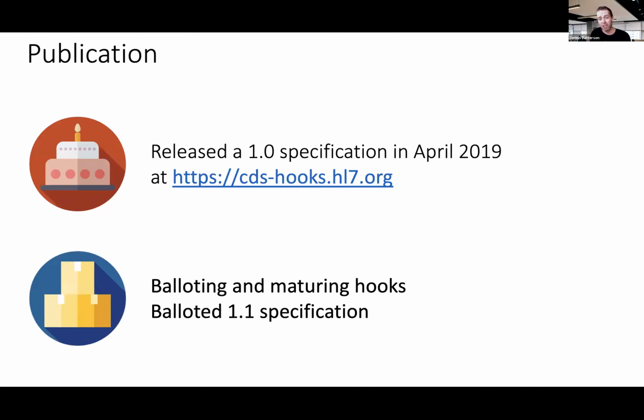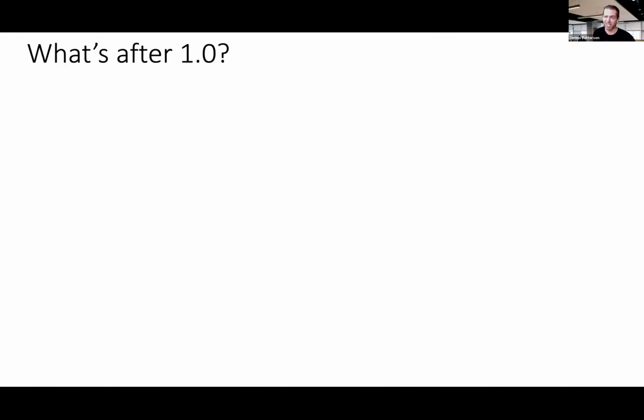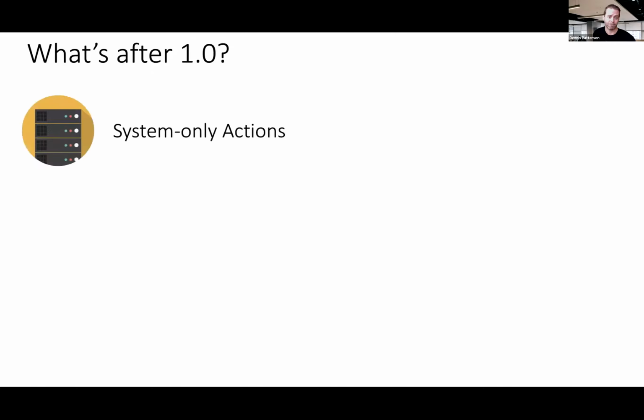Publication-wise, the 1.0 spec was published last April 2019. Since then, we've been validating and maturing hooks. So patient view has been validated. The ordering-based hook would be up next. We've also recently validated the 1.1 specification, and I can touch on some of what's in that here.